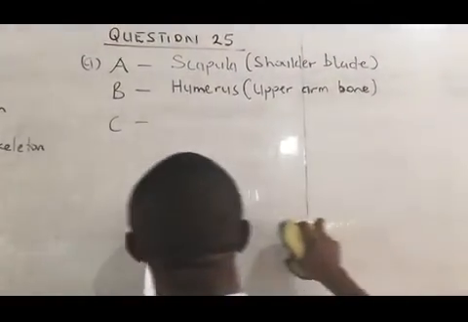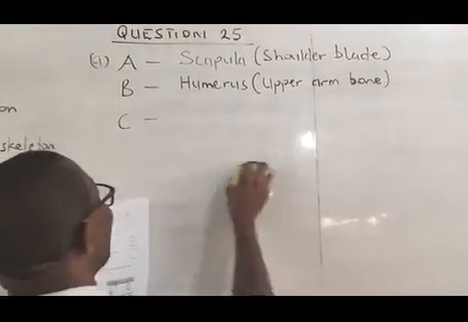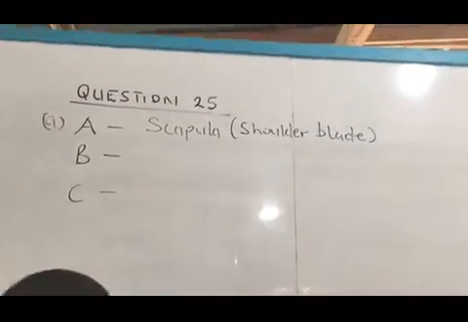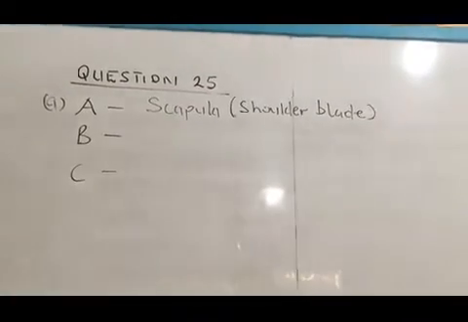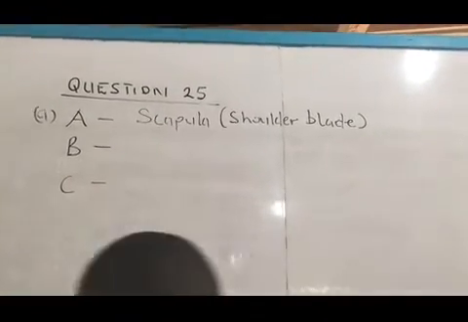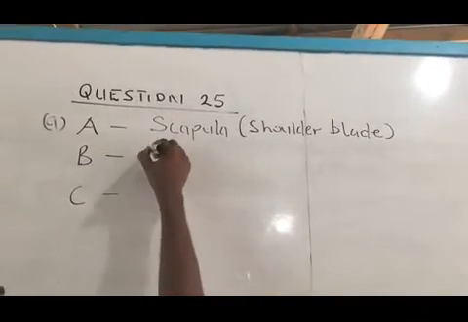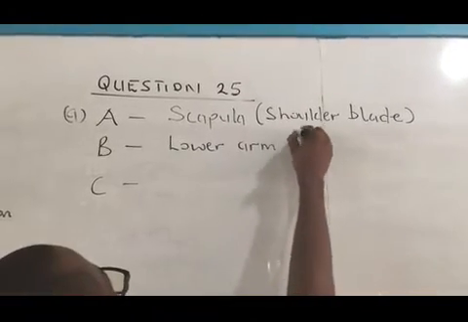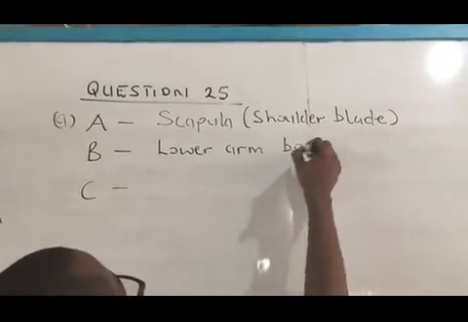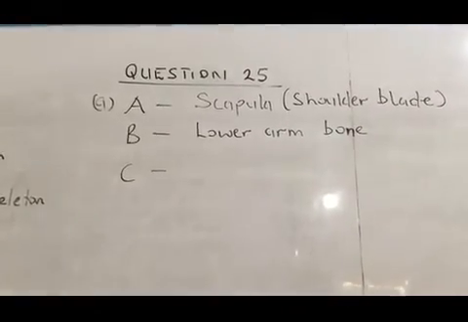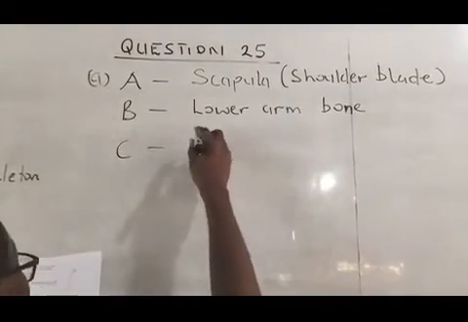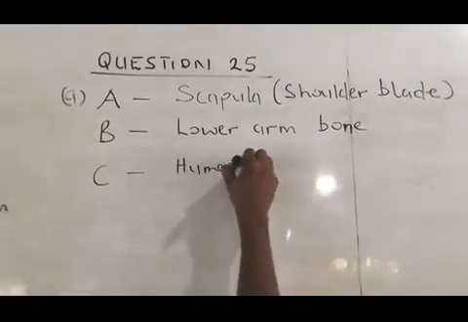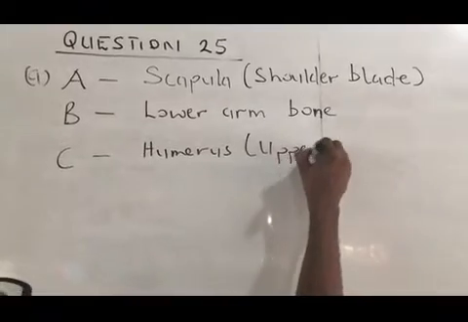Sorry, the humerus is rather the C, so it's the C that is the humerus. The B is rather the bone in the lower arm. So we have the lower arm bone. And then the upper arm bone is the C, the humerus, or we call it the upper arm.